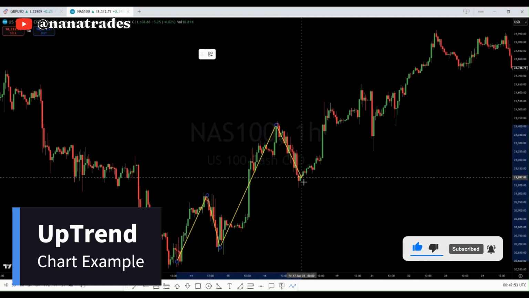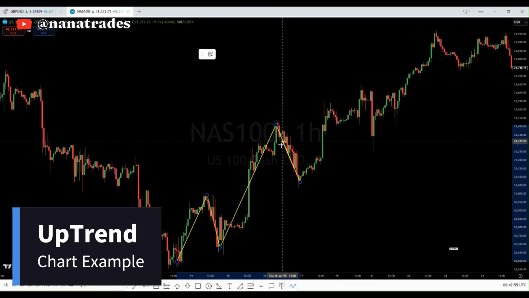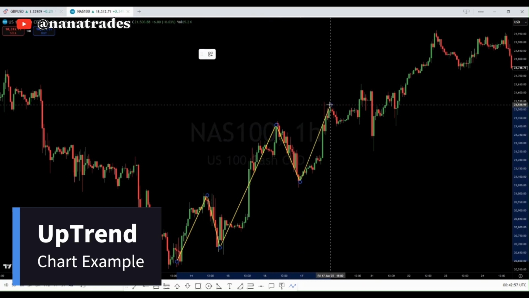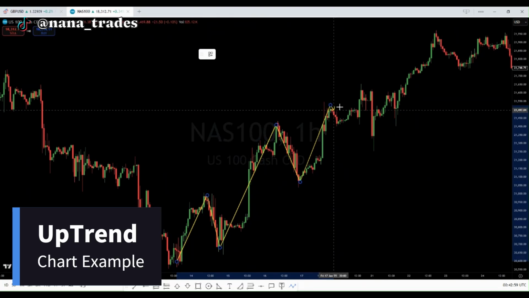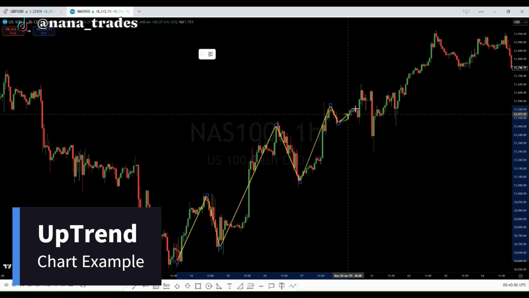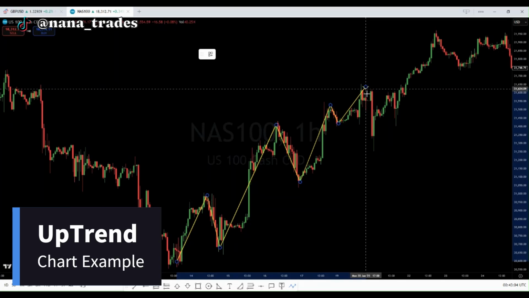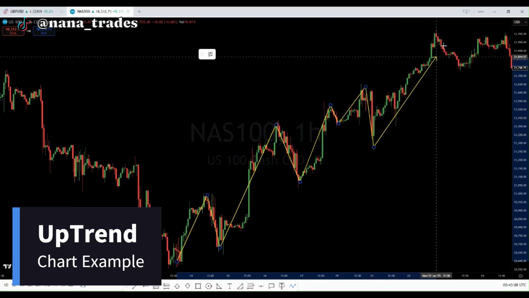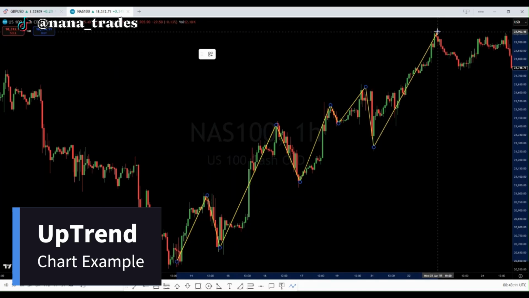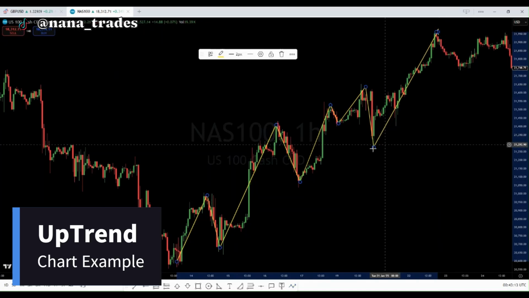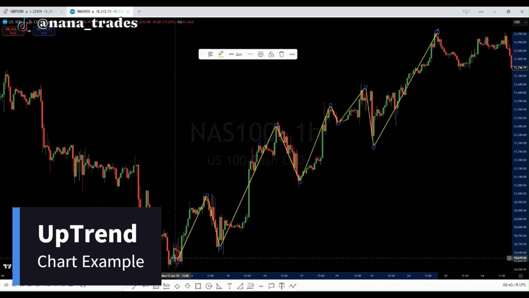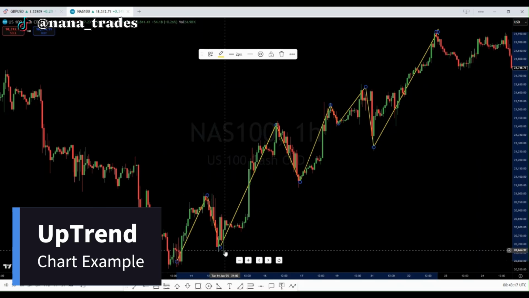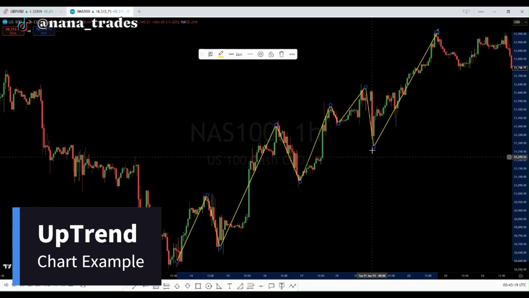Then price came back, created a low, a higher low, a higher high, created this tiny low, created another high. Price dropped, still in the upward trend, and created this high. Okay, so you could see that the market went upward. It kept creating higher lows, higher lows, higher lows. All right, and that is when we say the market is in an uptrend.